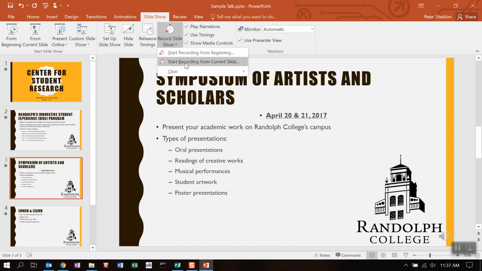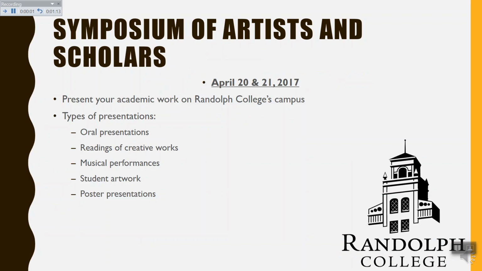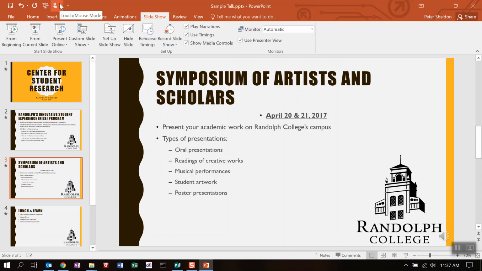So let's say I want to re-record just what I said about this slide. I'm going to still click start recording. Okay, this is the Symposium of Artists and Scholars, and this is what I really wanted to say, and then I am done. Don't click next slide, because if you click next slide, you're going to start re-recording over the audio for the next slide. Just click close. Okay, when I click close, it's going to stop recording that slide.